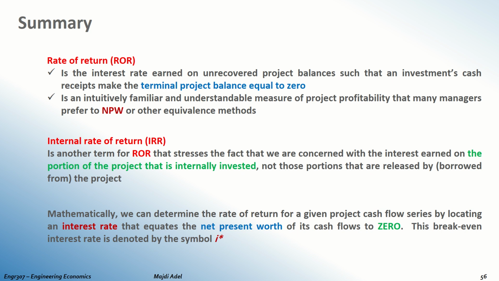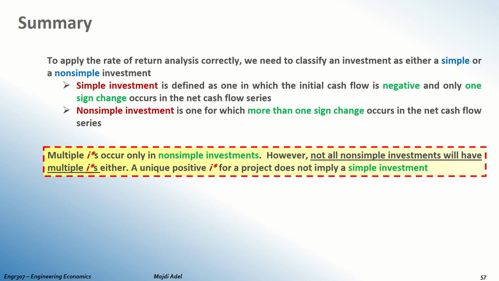Mathematically, we calculate the internal rate of return by solving the equation net present worth equal to 0, and we call it the break-even interest rate, i star. When we apply rate of return analysis, we need to classify the projects into simple and non-simple investments. A simple investment is defined as one in which the initial cash flow is negative and changes sign only one time. In a non-simple investment, the cash flow changes its sign more than one time.